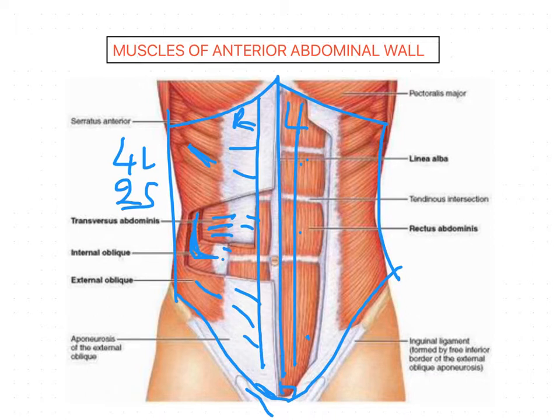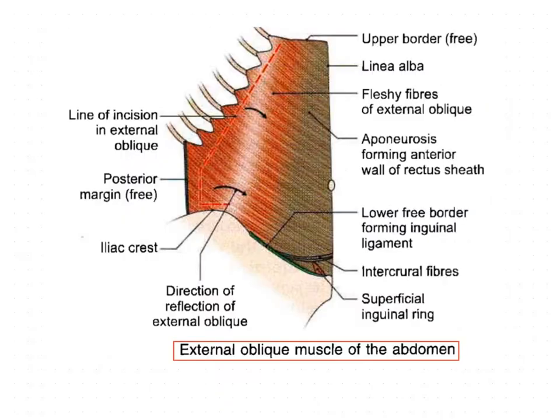Now we are going to see each muscle in detail, its origin, insertion, nerve supply, and its action. The first muscle we are going to see is the external oblique muscle. Okay, so this external oblique muscle, how it originates, how the fibers run, where it is inserted, and what is its nerve supply.